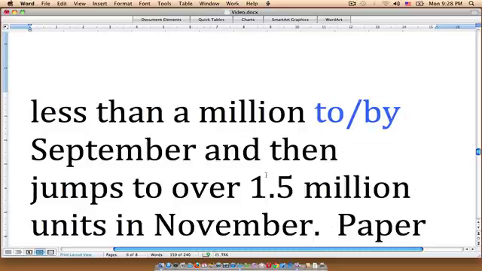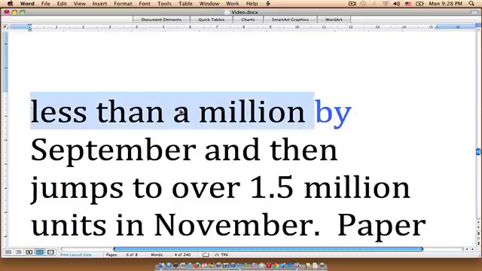Okay, so the correct answer here would be "by." If we used "to," this would be awkward. We wouldn't say "to September, 1 million to September." We would use "by." So the phrase "by" here means the figure less than 1 million is reached sometime in September. So this figure, less than 1 million by September. So sometime in September, the figure falls to less than 1 million.